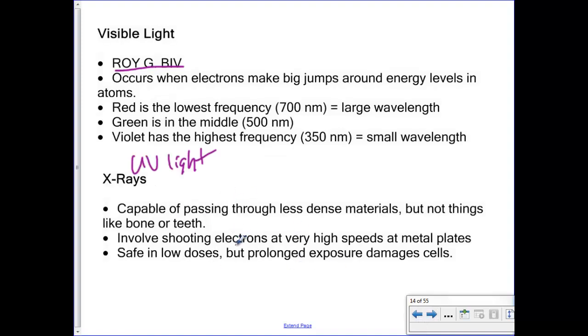X-rays are after UV. When I think of X-rays, I think of medical stuff, right? The point of X-rays is that these waves can actually pass through your body. The waves will pass through flesh, but they won't pass through bone. That's why you can get those X-rays, because it'll scope the inside of your body out.